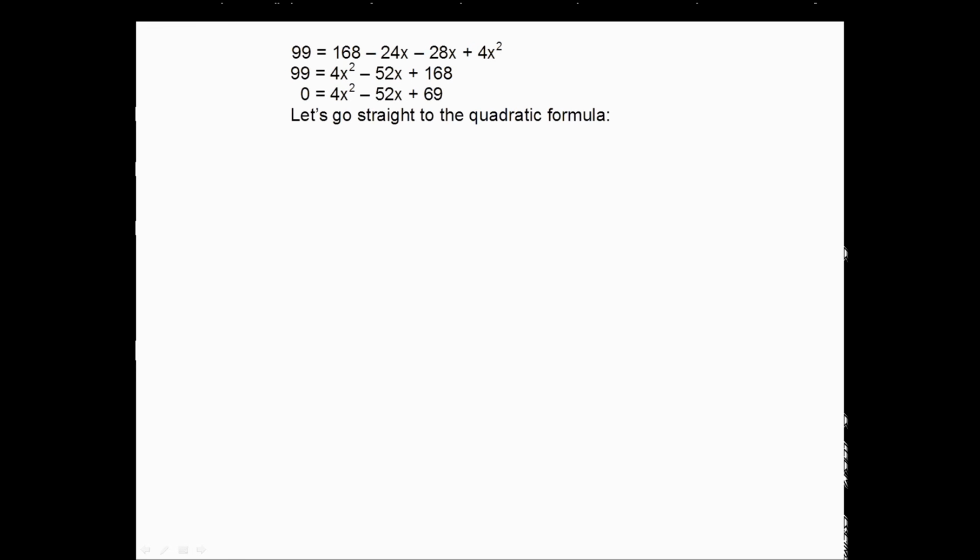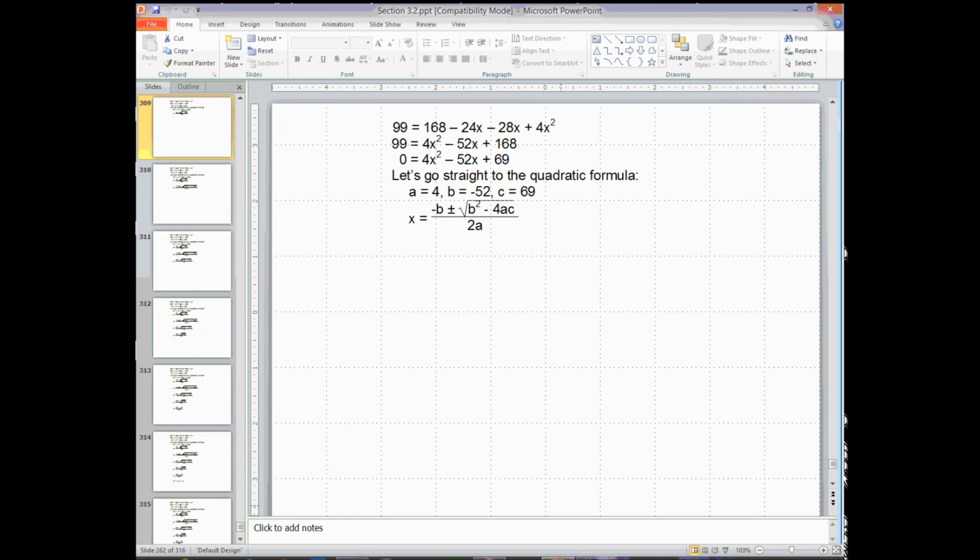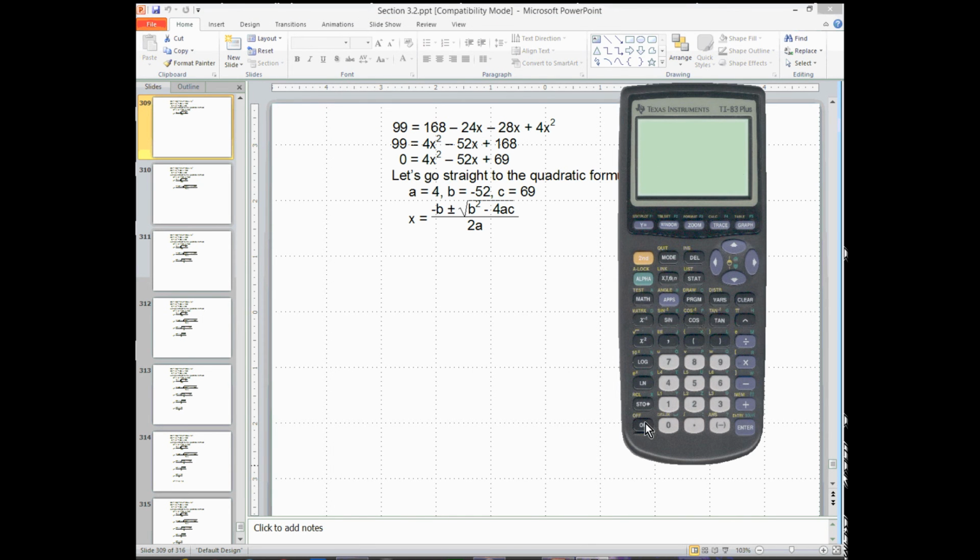I didn't even want to strain my brain. I'm just going straight to the quadratic formula. So my a is 4, my b is negative 52, my c is 69. So there it is. If I give it to my calculator, just so you can see it one more time, I guess turn it back on.